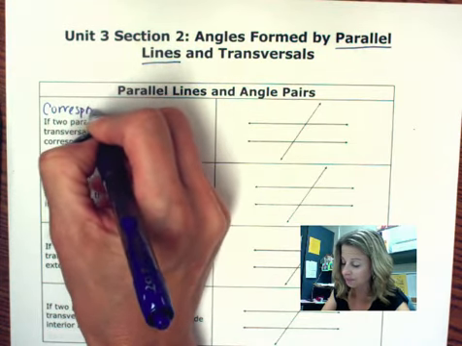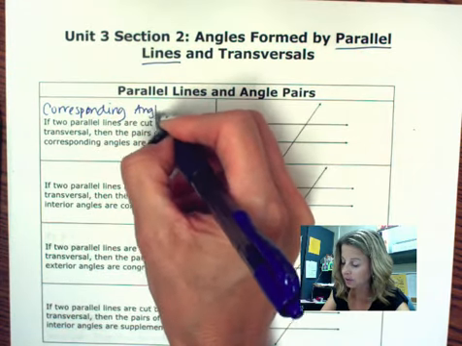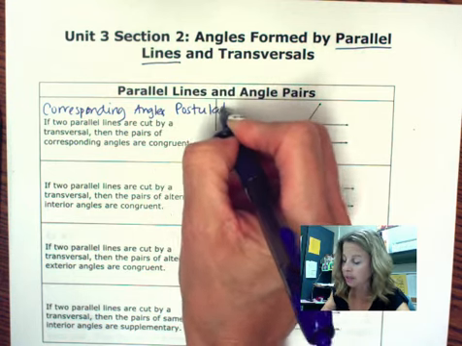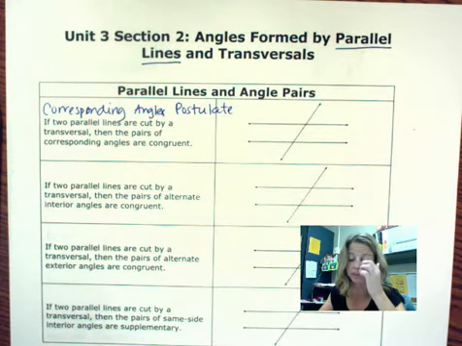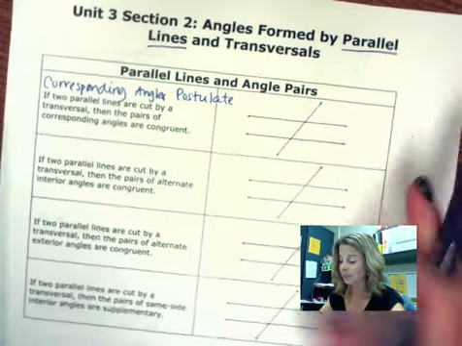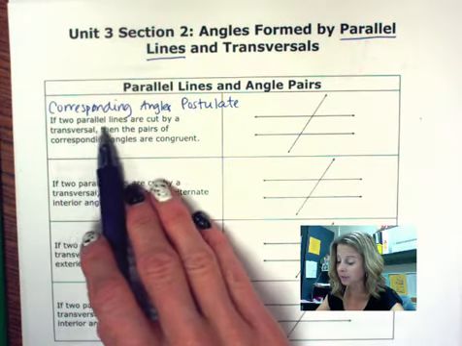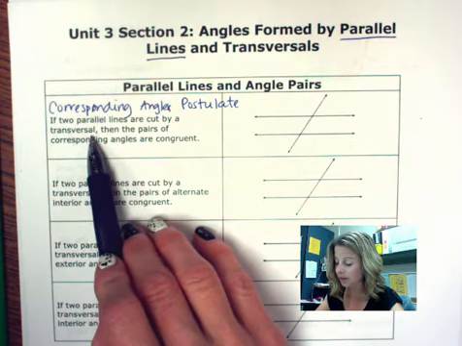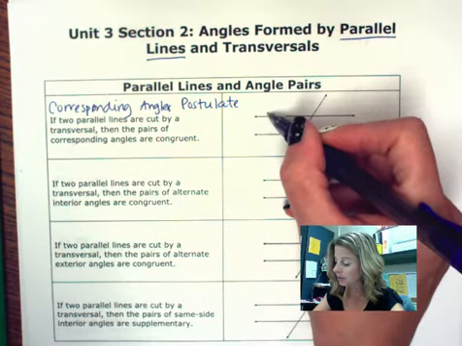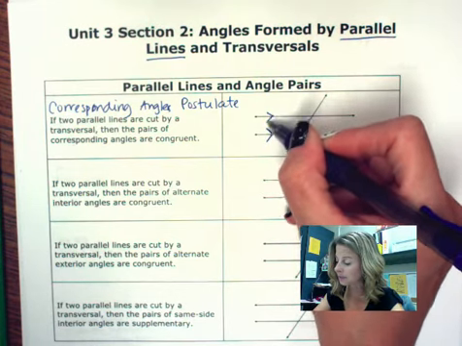Corresponding angles postulate. And a postulate, again, is just a rule. It's just a basic rule about, in this instance, corresponding angles. So the postulate says, if 2 parallel lines are cut by a transversal, then the pairs of corresponding angles are congruent. So one thing we're going to add here is these are parallel lines, so we're going to add the symbols to show parallel lines.